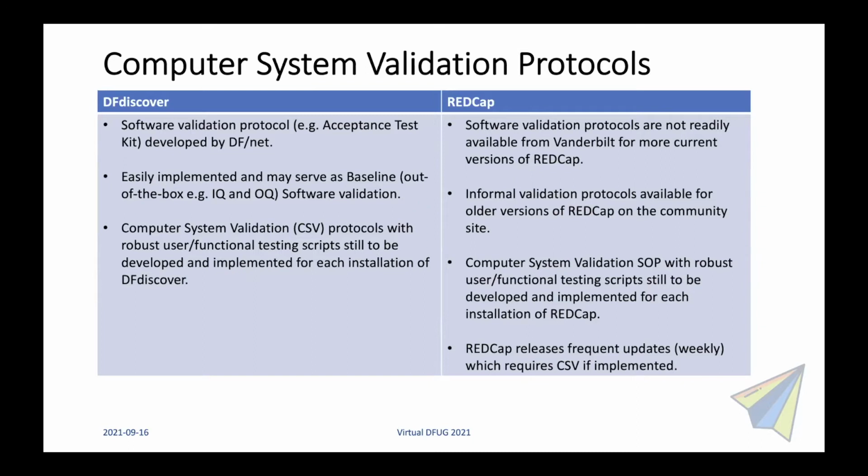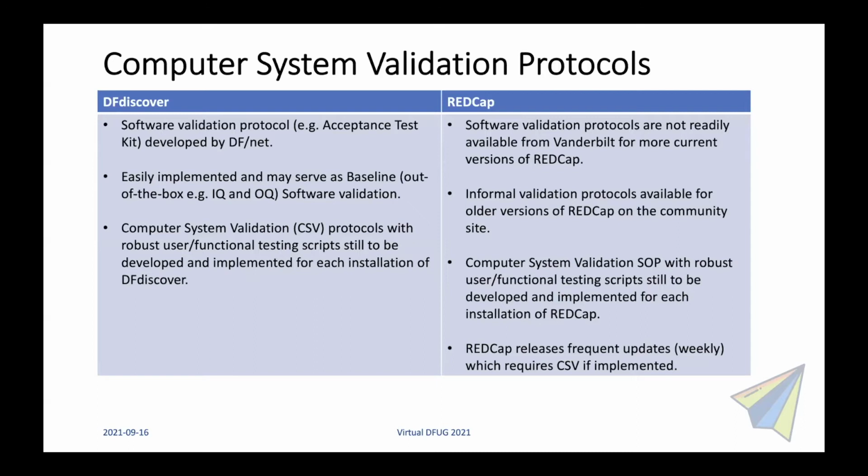So I'm going to get back to computer system validation, and I'm going to compare DFdiscover versus REDCap. And you'll see on the left-hand side that the one thing that is really nice for DFdiscover is that you have this ATK that I think everyone is familiar with. It's a validation protocol provided by DFnet, and it's really easy to implement almost out-of-the-box validation for installation qualification as well as operational qualification. I want to add, and it's kind of controversial, that just because we have this ATK, it doesn't mean that you cannot have computer system validation protocols with robust user functional testing scripts implemented for your installation of DFdiscover.